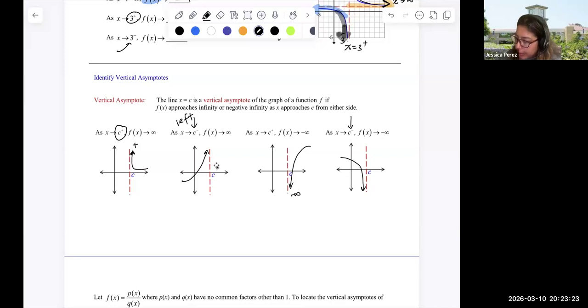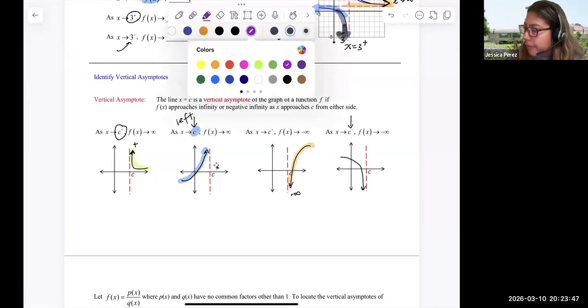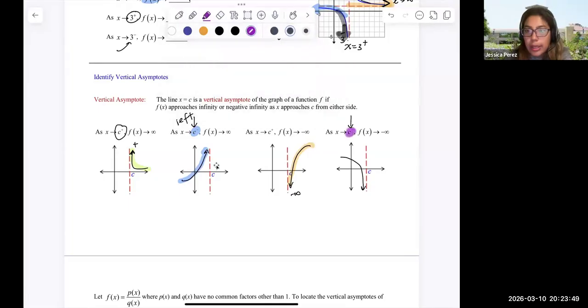So again, as x comes from the right and goes to positive infinity, it's going to look like this. As it's coming from the left side and going in the positive direction, it looks like this. If it's approaching from the right, it's going to go to negative infinity. It's going to have this behavior. And lastly, if it's coming from the left of c and going in the negative direction, it's going to look like this.